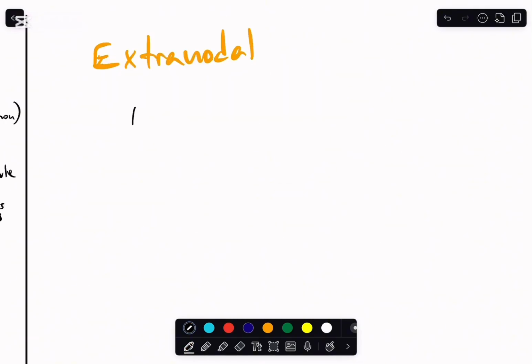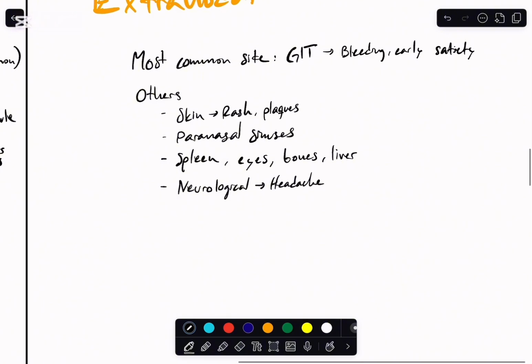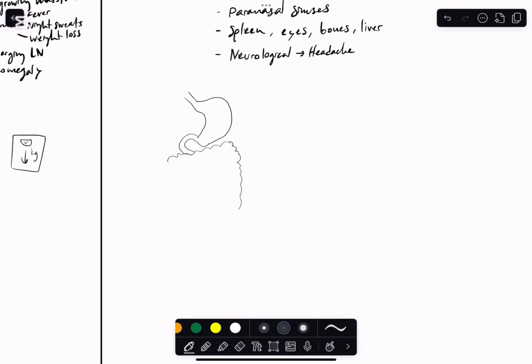The most common site of extranodal disease is the gastrointestinal tract, which typically comes with bleeding and early satiety. The skin may also be involved, including rash, plaques, tumors, and ulcers. Paranasal sinuses, spleen, eyes, bones, and liver involvement may also be included. If there are any neurological symptoms, it includes headache. We can make a few illustrations to make it easier to remember.